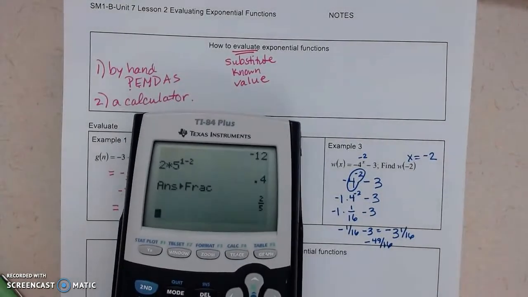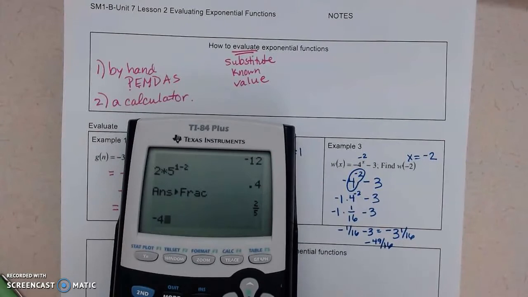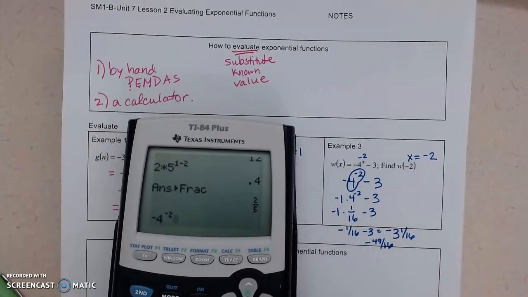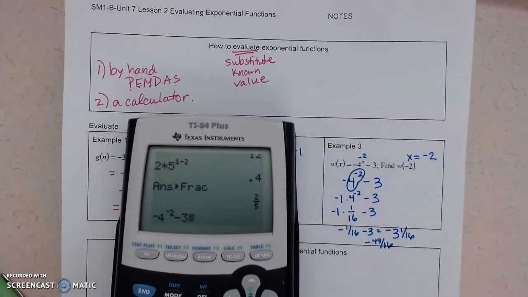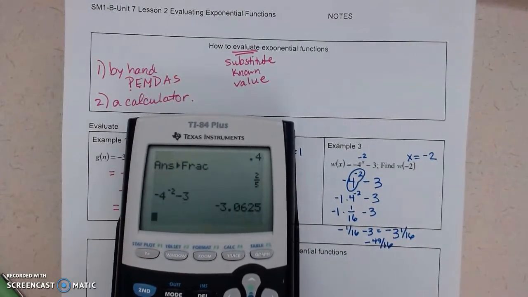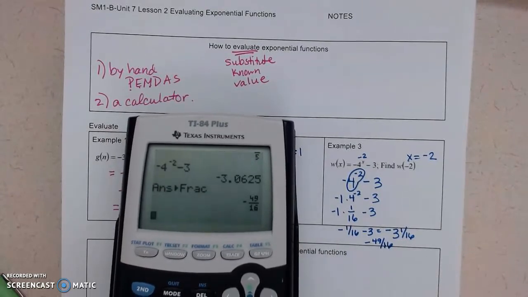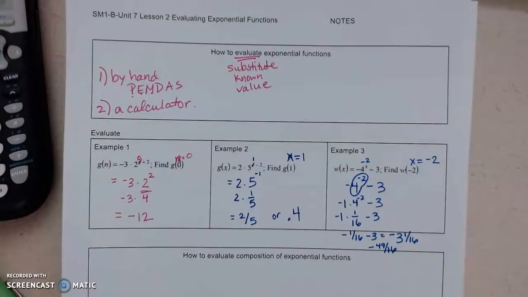Same thing, if you type it in a calculator, make sure you do not use parentheses. So negative 4 to the negative 2, and then minus 3. Okay, make sure they're all where they need to be on your calculator screen. So we get a decimal, and if I change that to a fraction, you'll notice it matches our answer. So either answer is acceptable.